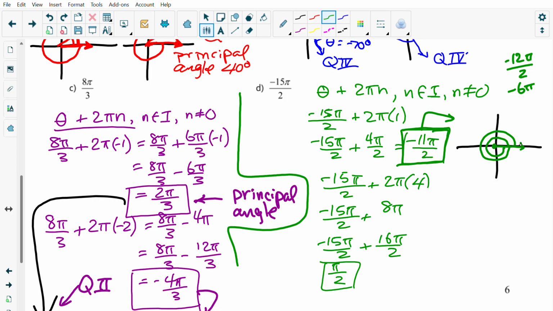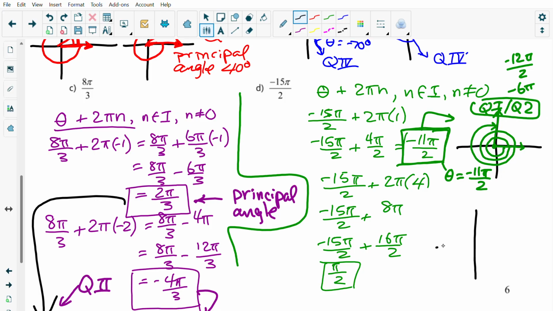So let's go. 1 rotation, 2 rotations, and then I'm going to stop pi over 2 radians short of 3 full rotations right there. And then this is my terminal arm. So this big spiral thing is a theta value of negative 11 pi over 2. I end up in between quadrant 1 and quadrant 2, right on the border. Okay, I screwed that up. Sorry about that. Hopefully that makes sense.